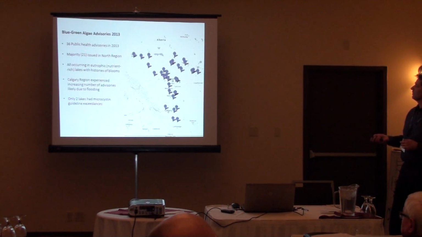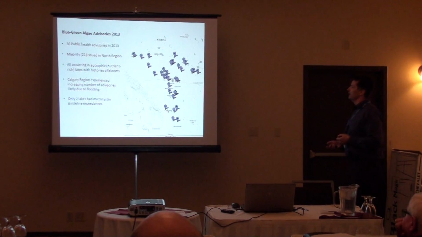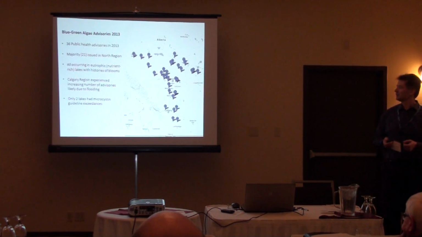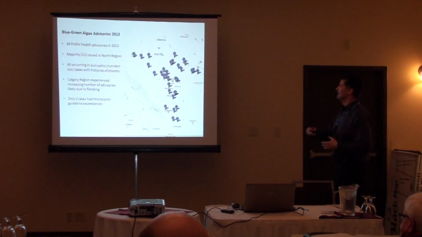This is 2013 beach advisories. We had 36 public health advisories across the province, the majority in the northern portion of the province. These are all occurring in eutrophic lakes with histories of blooms. The issue for us down in Calgary, we did have an issue around the Calgary region last year, and this speaks to what Jay and Chris talked about, diffuse flows and everything else.